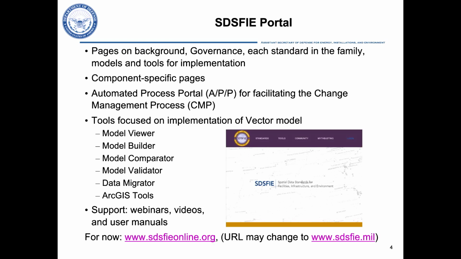The SDSFIE portal contains a set of resources that include web pages that provide background, governance, standard-specific information, and component-specific content, access to the Automated Process Portal, or APP, which is the online system that facilitates the change management process, or CMP, a set of tools and applications, and access to support resources such as recorded webinars, training videos, and user manuals.